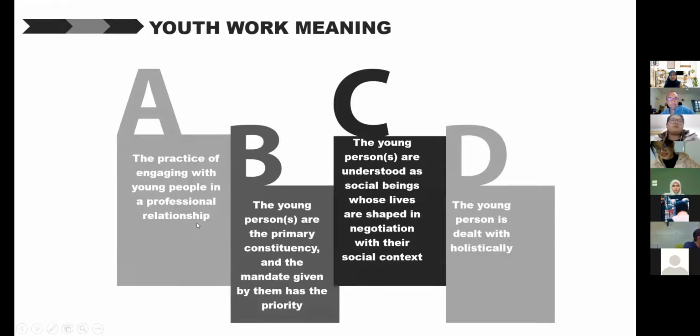This part is about the youth work meanings. The practice of engaging with young people in a professional relationship, with the primary constituency and the mandate given by them as a priority. Young people are understood as social beings who live and are shaped in negotiation with their social context, and the young person is dealt with holistically. Also I think youth work needs independent exploration and practice. So the government needs to establish a work system to adapt to the development of youth, to implement education guides.